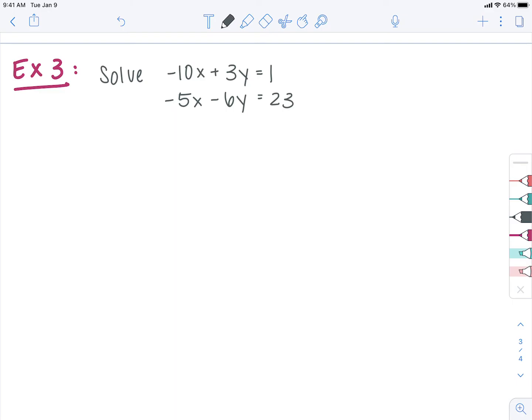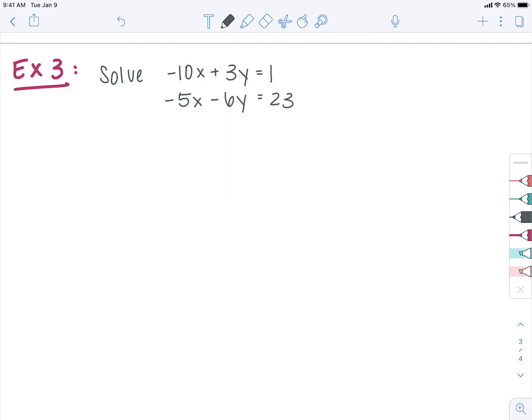So I have two options. I notice right away, negative 5 I can multiply by 2 and get negative 10. Or 3 I can multiply by 2 and get 6. I want to decide, do I want to multiply and get rid of my x's, or do I want to multiply and get rid of my y's? Since my y's have opposite signs already, I'm going to decide to cancel out my y's, because that means I don't have to multiply by a negative number. I can multiply by a positive number because I don't need to change the signs for anything.